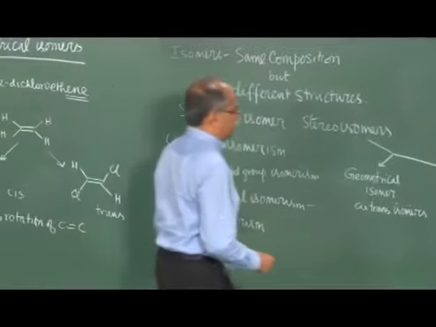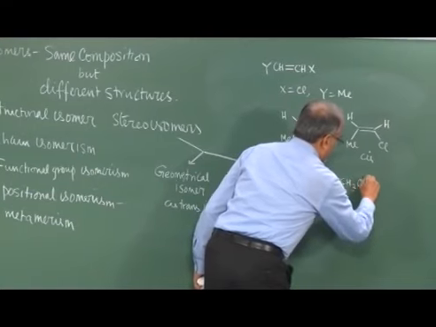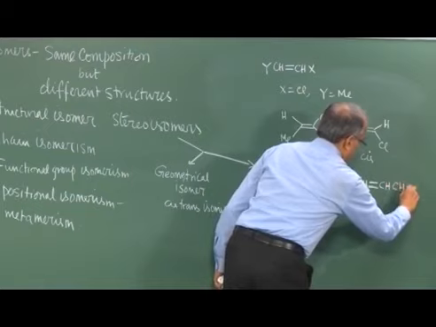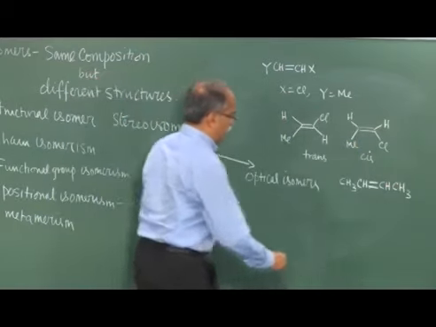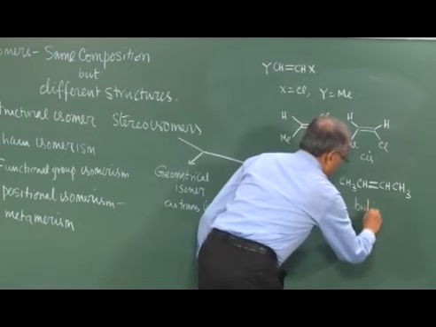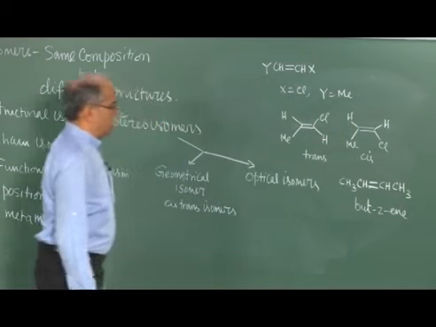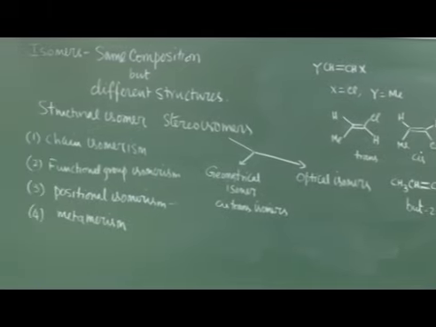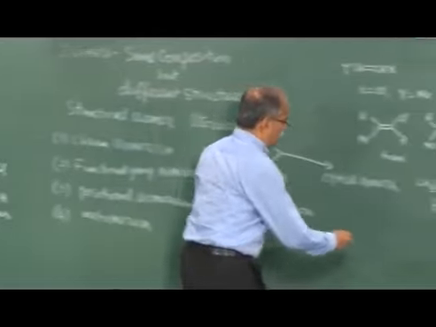You can also have stereoisomers of simple alkenes, like for example this molecule, which is called 2-butene or but-2-ene. How many isomers are possible in this molecule? It is very similar to 1,2-dichloroethylene or 1,2-dichloroethene. There are two possible isomers.